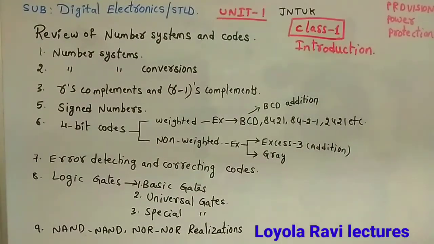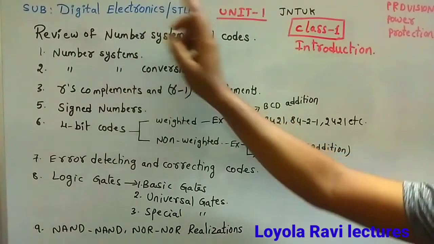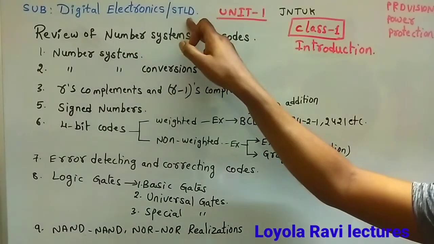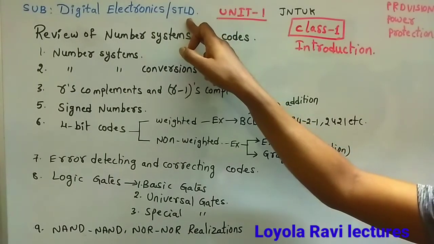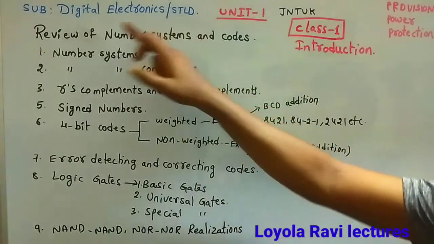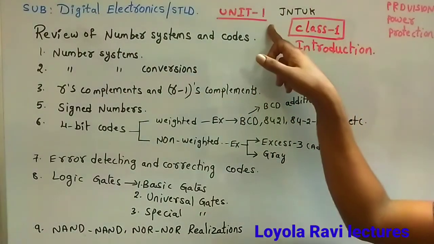Hi students, today we'll discuss the introduction of the first unit of digital electronics. In a very easy way, I am going to explain each and every topic. Digital electronics is for EEE; for EC it is STLD, and in the previous R16 regulation, EEE also had STLD. In this class, I am going to discuss unit 1 introduction.